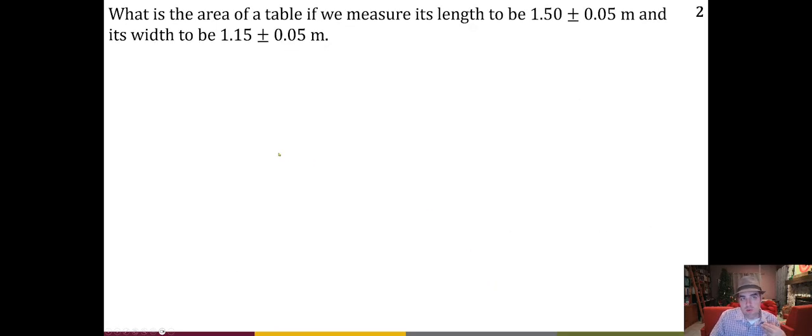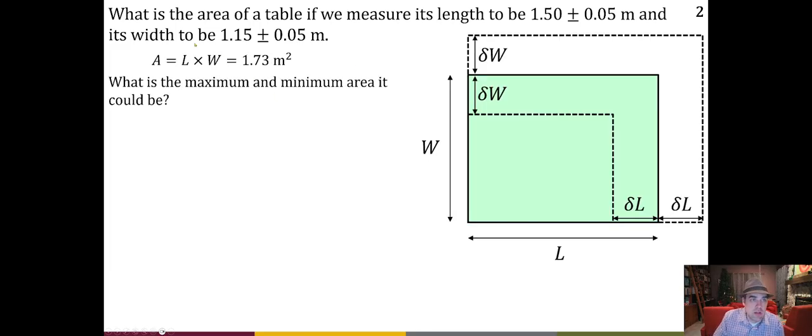So let's say we want to know the area of a table. We measure its length to be 1.50 plus or minus 0.05 meters, and its width to be 1.15 meters plus or minus 0.05 meters. Now, we can get the area from this. That's easy. We can just do area's length times width. And following our uncertainty rules, we get three significant figures. So we get 1.73 meters squared for the area.